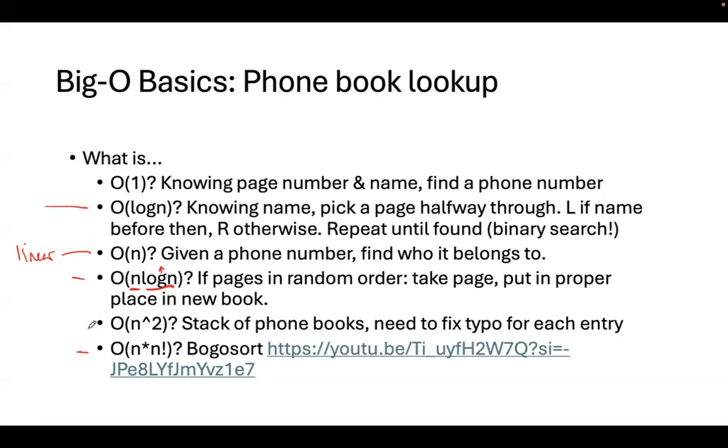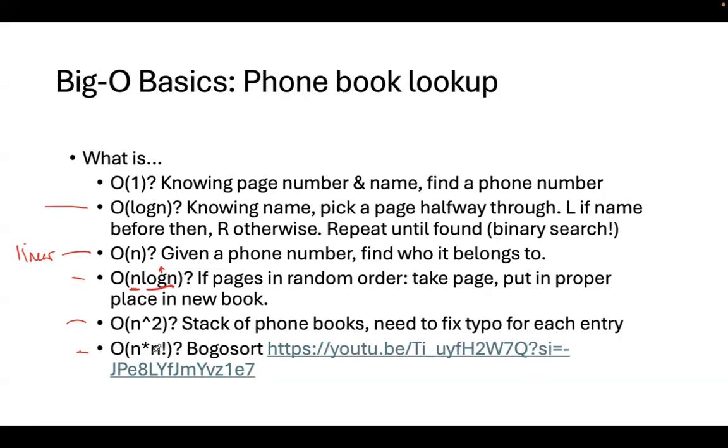And then for the n squared and other worse algorithms, let's say we have a stack of phone books and we've got our whiteout. We need to go through and fix a typo for every entry. So in the first phone book, we have to go through each entry and make the corrections. And then we have to do that for every phone book. And since we're going through each entry in the phone book n times, that's a quadratic function.